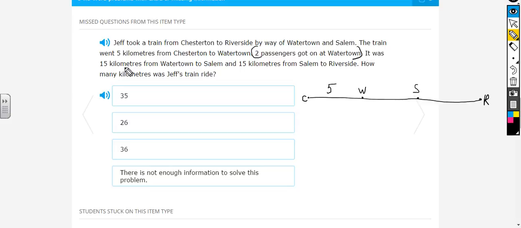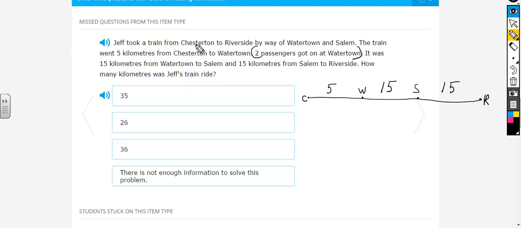It was 15 kilometres from Watertown to Salem. So from Watertown to Salem is 15. So you can see my diagram is definitely not to scale. Okay, and 15 kilometres from Salem to Riverside. So Salem to Riverside is 15 kilometres. Okay, and the question is, how many kilometres was Jeff's train ride?